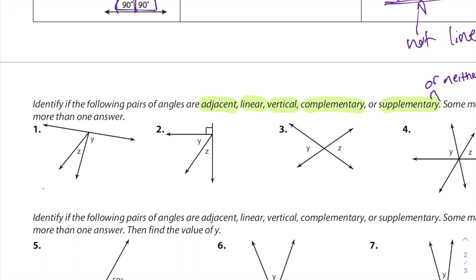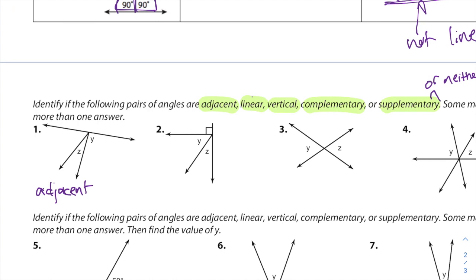So in this one, we've got angles y and z. They are right next to each other, so adjacent is good. I just kind of go through these words, like now I'm going to check to see if it's linear. I see a straight line here, which some people might think makes this linear, but remember, y and z together do not make that straight line. They make a bended angle. So it's not going to be linear because y and z don't make that straight line. There's a straight line in the picture, but y and z together do not make that straight line.